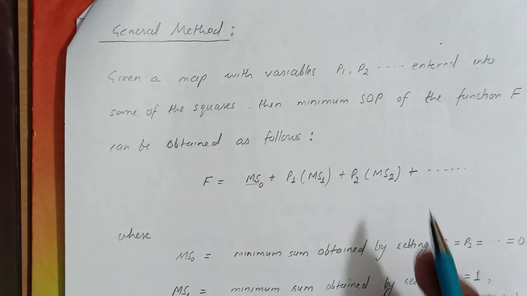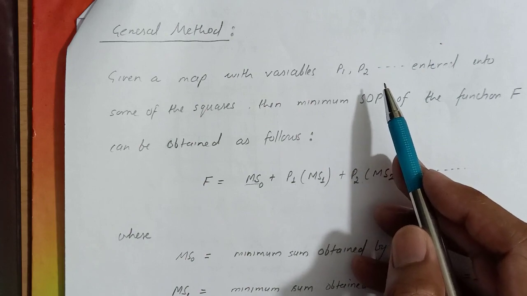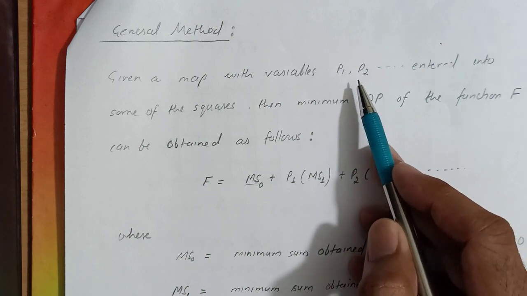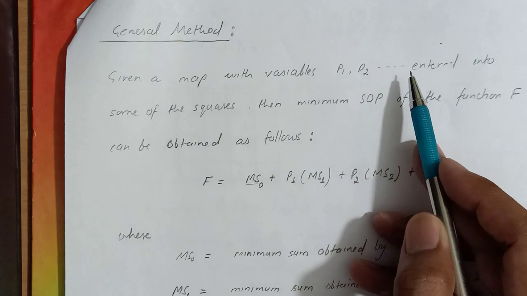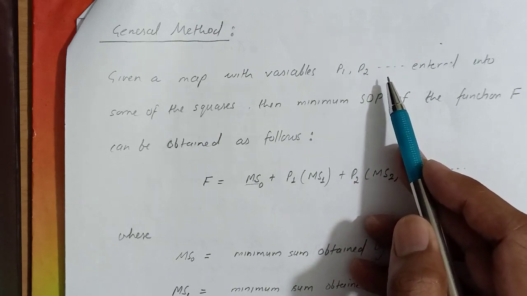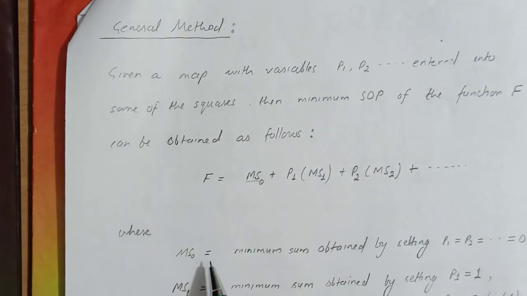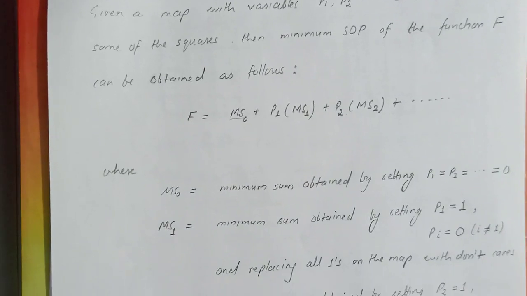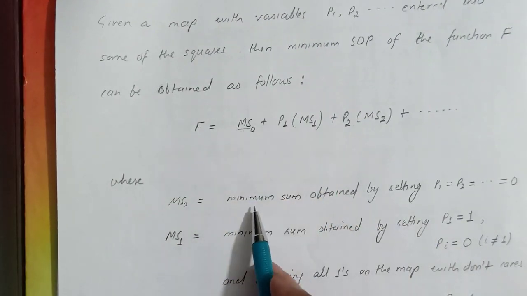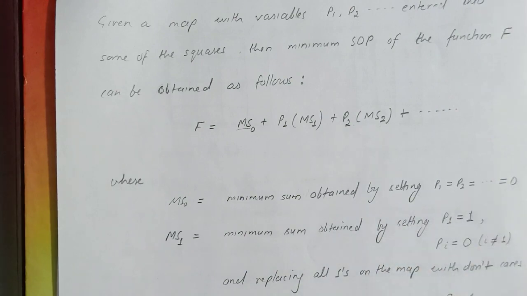Just suppose there are n variables. Most of the time we will have 1 or 2 or 3 variables inside the map. So firstly we will make all the variables as 0. So ms0 is the minimum sum obtained by setting all the variables inside the map as 0.